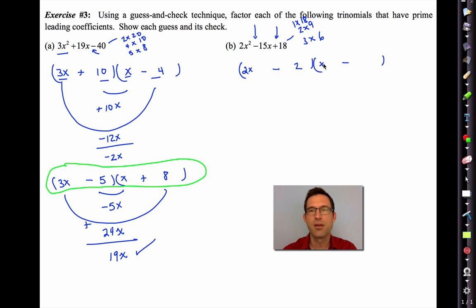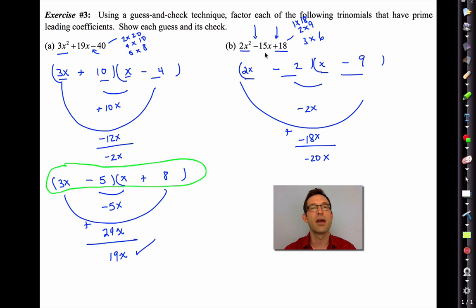Maybe it's this. Again, reasonable. 2x times x is 2x squared. Negative 2 times negative 9 is positive 18. Let's see. I'm going to get negative 2x there, negative 18x there, and those two combined with addition are negative 20x. I need negative 15x. So no. But I do know that they're both negative.